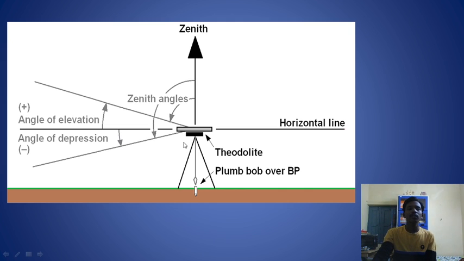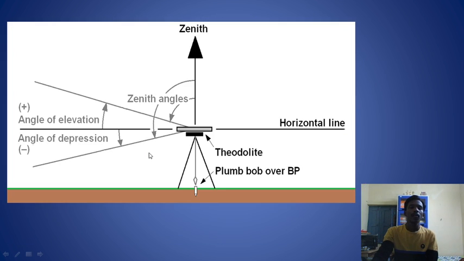The angle which is measured above the horizontal line is known as the angle of elevation, which will be positive in nature, and the angle which is below the horizontal line is known as the angle of depression.